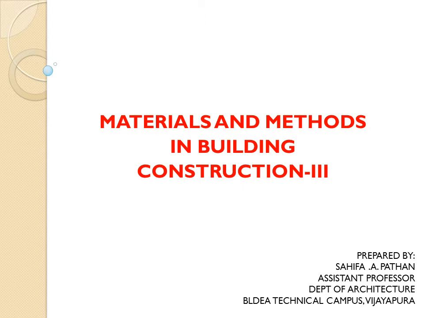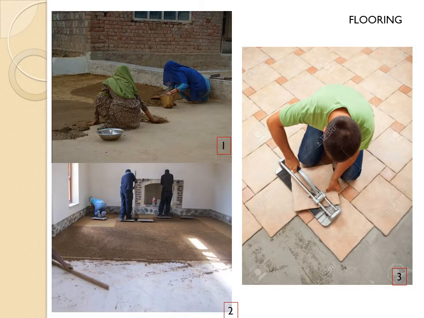Today, I'm going to take a topic from the subject Materials and Methods in Building Construction 3. If you could see this image, I hope you could analyze or recognize what the topic might be. If you don't, let me tell you it's about the flooring. So all three different images' outcome is flooring, but if you could see, the material is different, the process is different, the way the pattern has emerged, that is different.